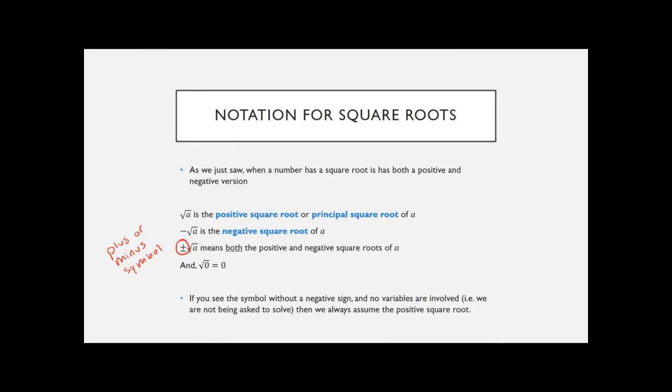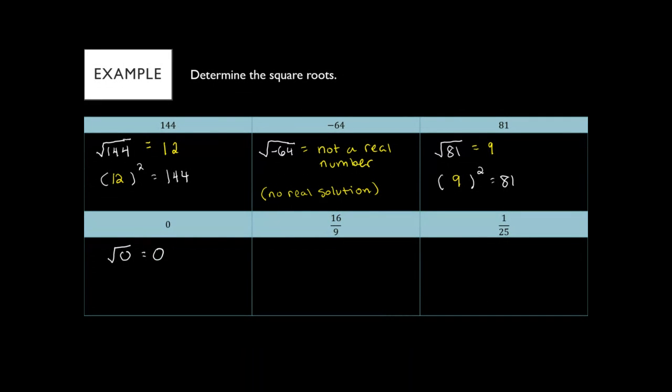So if you see it with the symbol and there's no negative in front, you assume the positive square root. If you see it with the symbol and there's a negative, then you assume the negative square root. But for these examples, the symbol was not given, so we want both because it doesn't specify, because both are technically square roots. So we also want the square root of negative 144, which is going to be a negative 12. And then we also want the square root of 81, which is a negative 9.